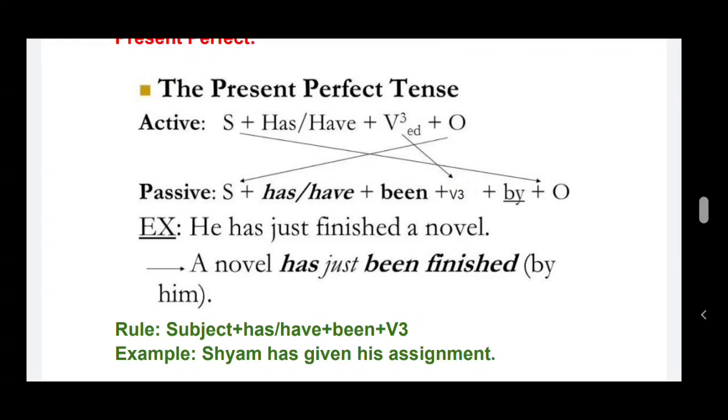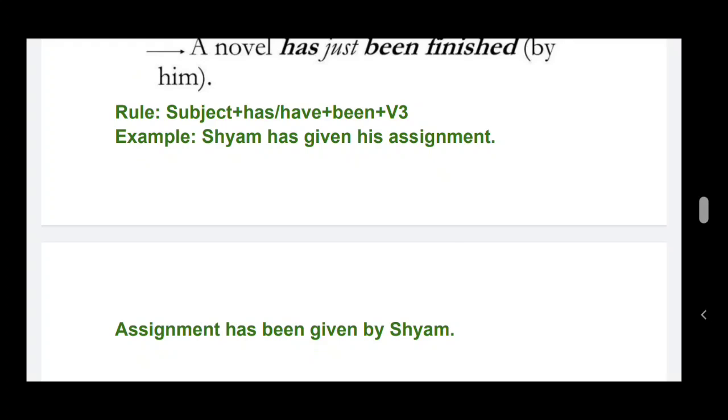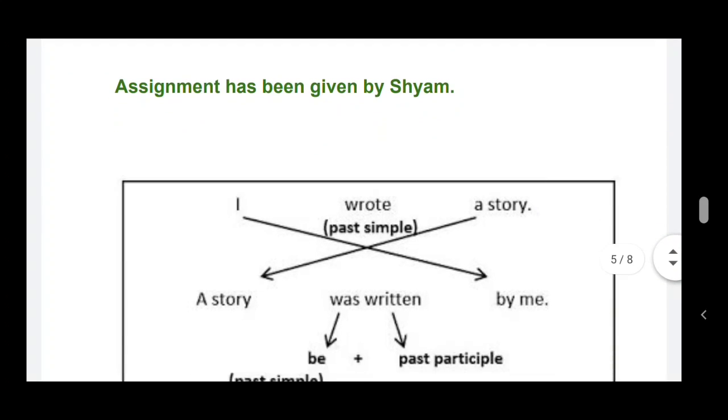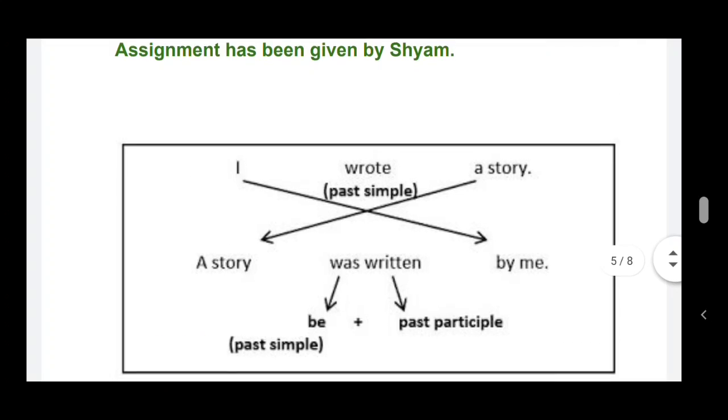So the rule here: subject plus has or have plus been plus verb 3. In the example, "Shyam has given his assignment" in active voice becomes, in passive voice, "the assignment has been given by Shyam." So this is the present perfect tense, children. Let's move to the next tense, that is past tense.